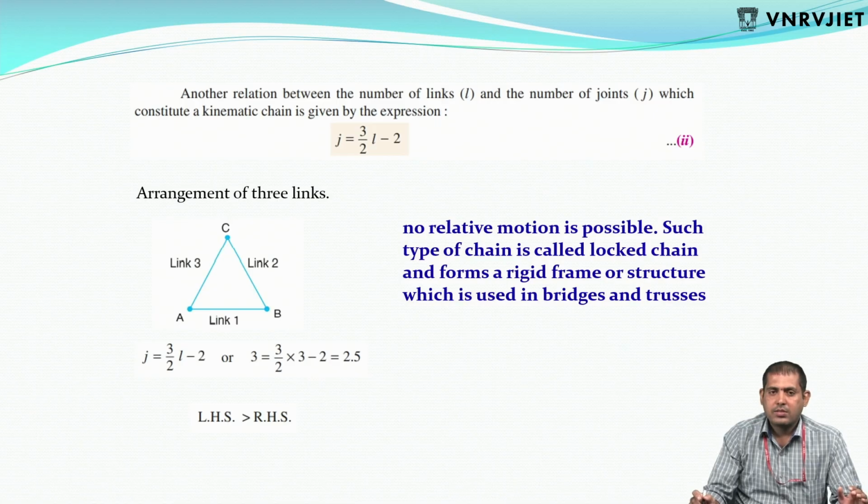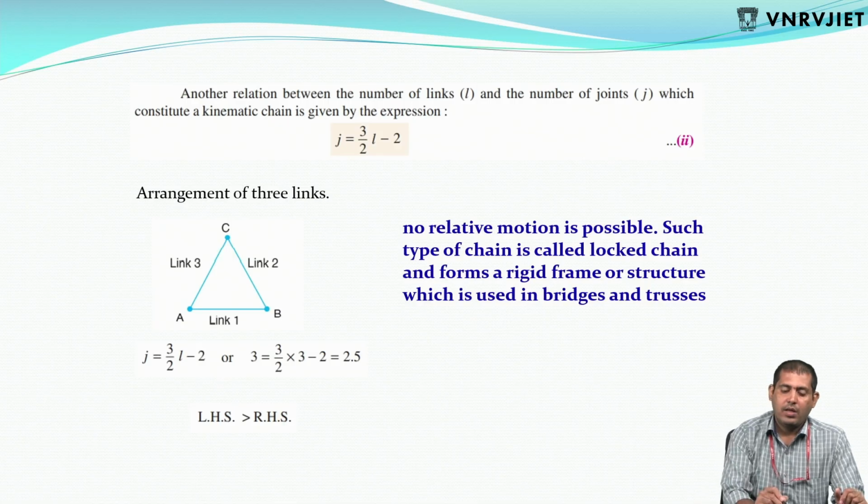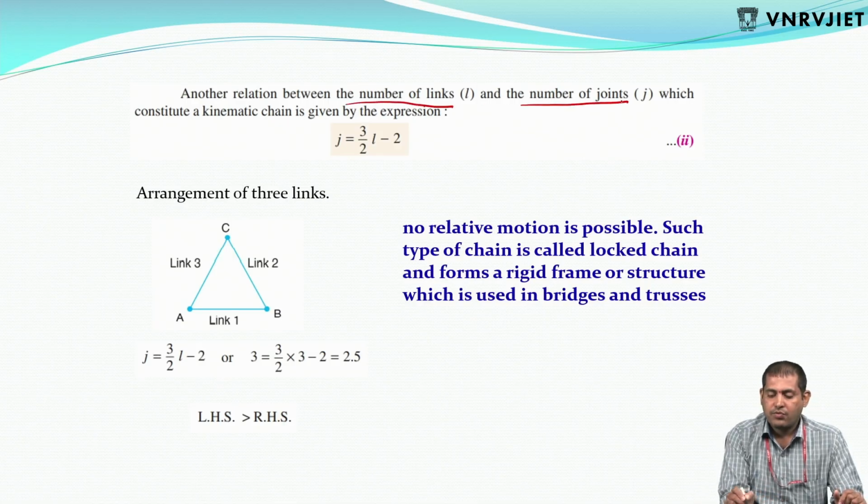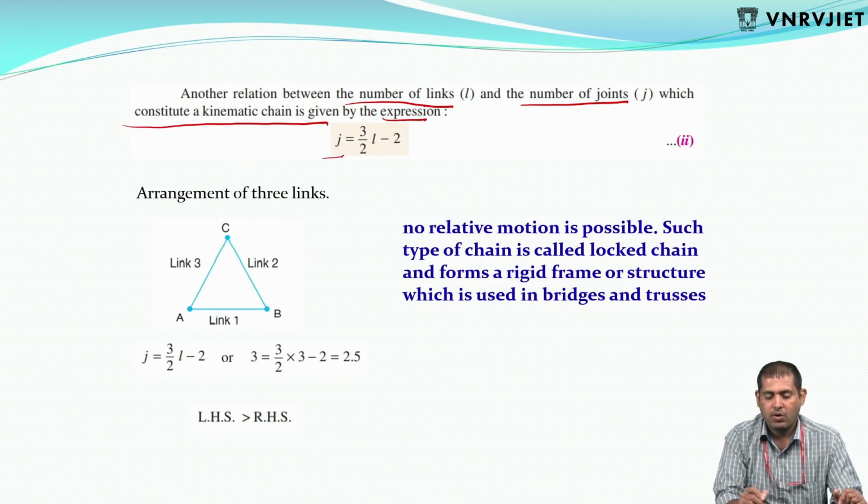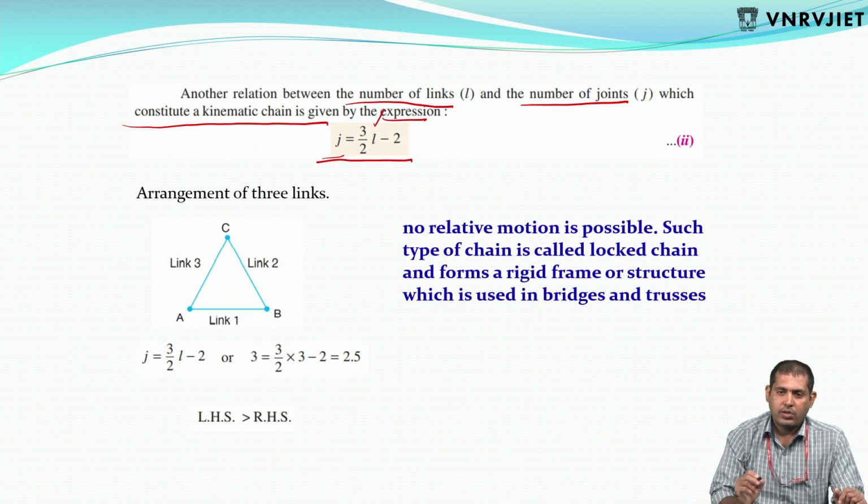Next, based on these links and joints, one relation is made. Another relation between the number of links and the number of joints which constitute a kinematic chain is given by the expression, where J is equal to number of joints and L is number of links: J = 3/2 L - 2. Now, how will this form?